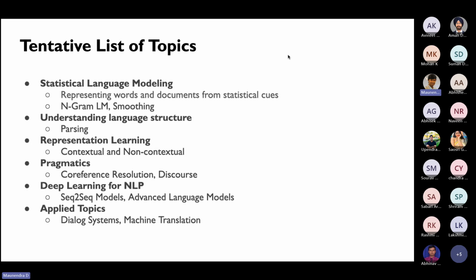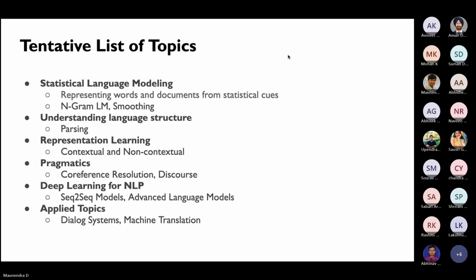We'll also cover deep learning for NLP. Now, having said that, for many of the approaches for the 4 topics which I mentioned earlier, we may also look at deep learning based techniques. So this again may not be taken up as a separate topic, but may flow through the discussion at many points. We'll talk about sequence to sequence models, and we'll also talk about advanced language models.